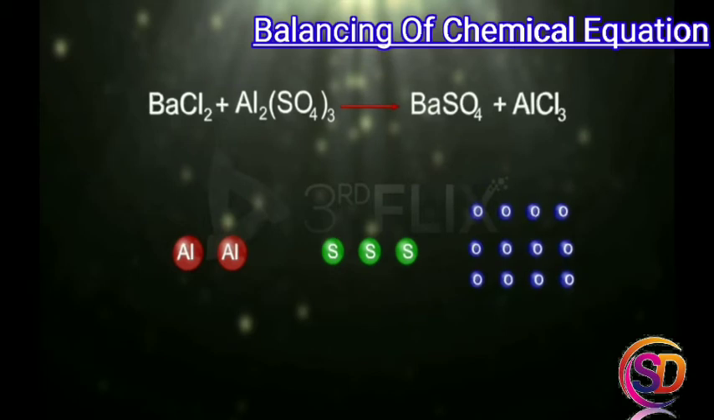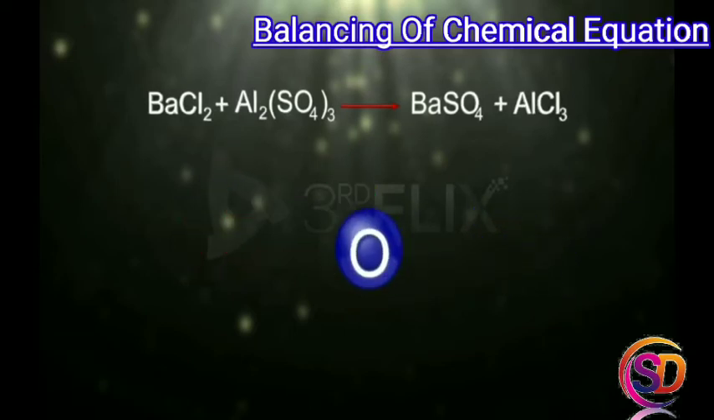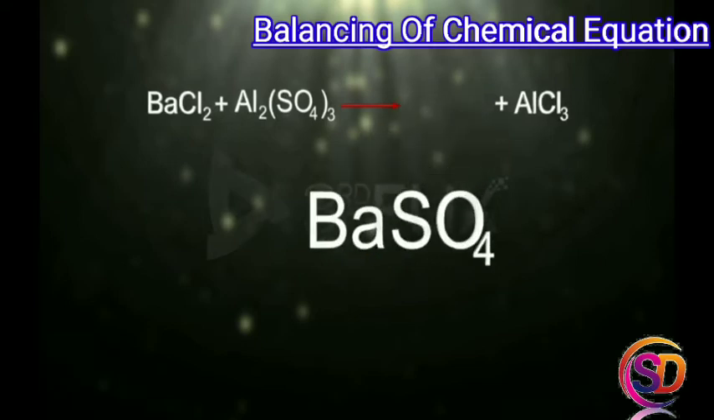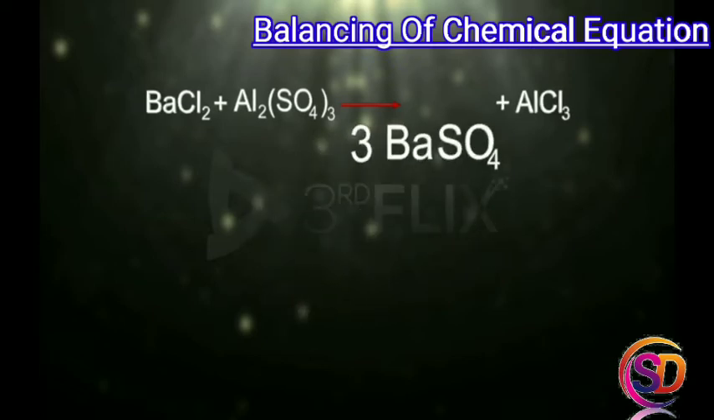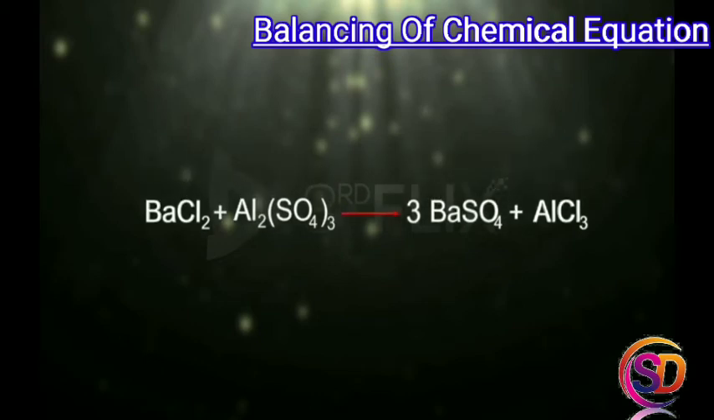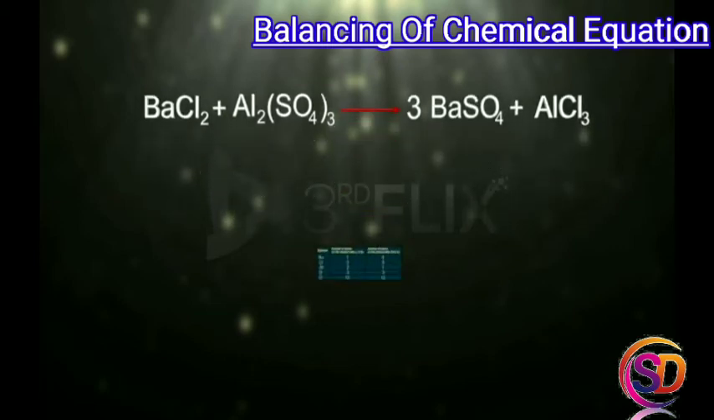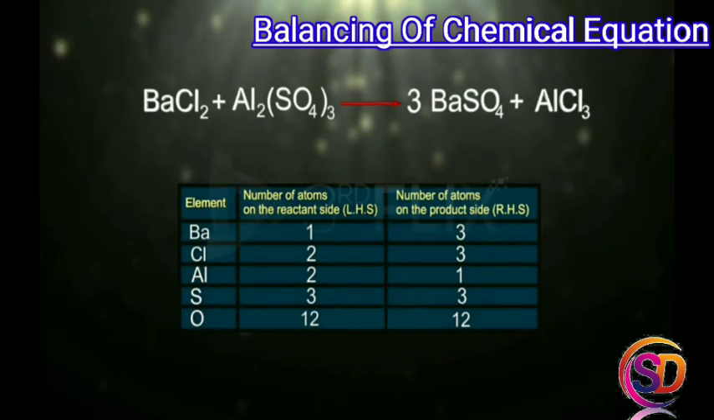From this compound, select the element which has the maximum number of atoms. Here it is oxygen. To balance the number of oxygen atoms, we can multiply barium sulfate present on the right-hand side by 3. It should be kept in mind that 3 is written as a coefficient but not as a subscript. Now the equation becomes BaCl2 plus Al2(SO4)3 gives 3BaSO4 plus AlCl3. Again, compare the number of atoms of the various elements present in the chemical equation.